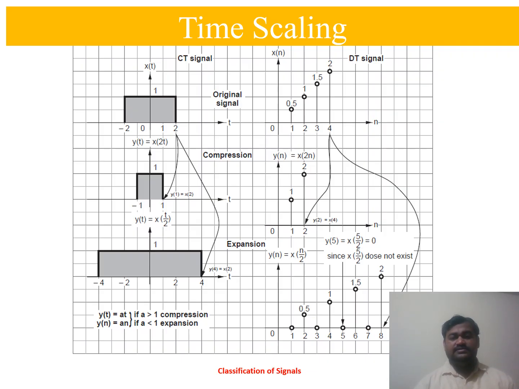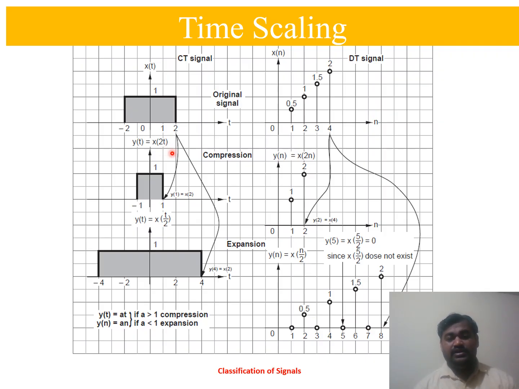The next operation is time scaling. We are going to scale the time axis. What is the use of time scaling? Time scaling may compress or expand the signal. This is the original signal. I want to compress the signal: y of t equal to x of 2t. This should be converted to x of t.